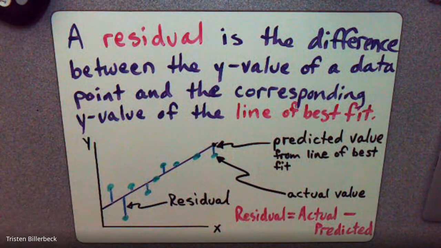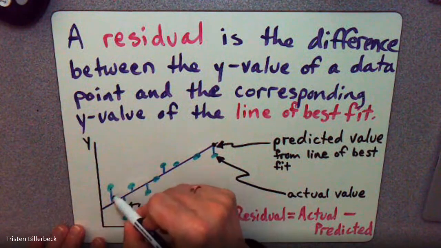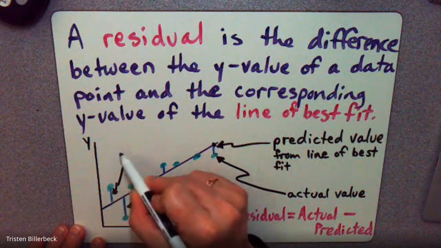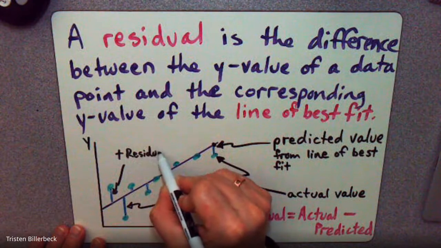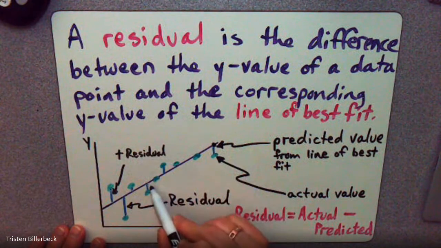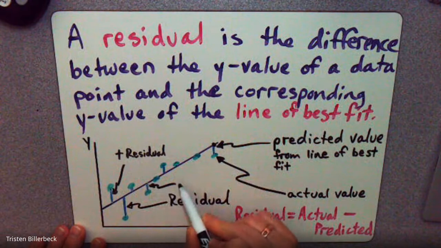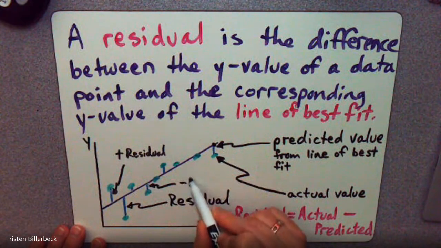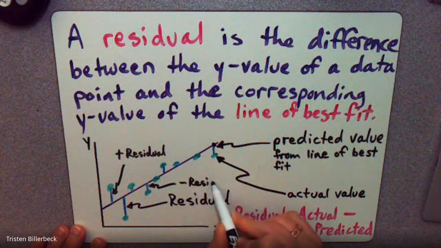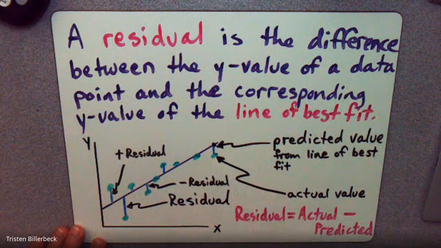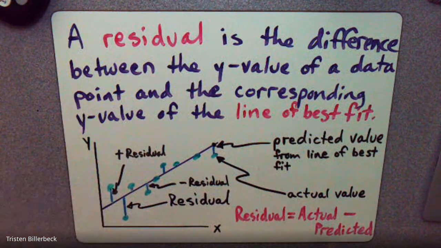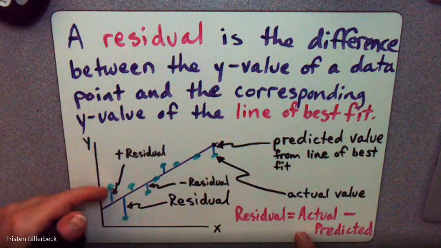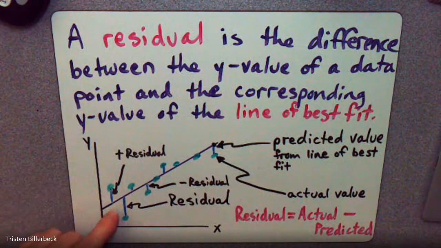So let me write that on there. So positive residual. And this one right here is going to be a negative residual. Okay, so when you look at it, you should be able to see, oh, if it's above the line, it's going to be a positive because that's my actual minus the predicted. Okay.